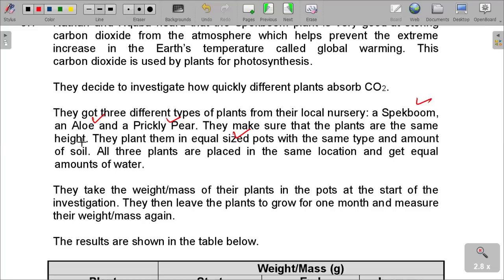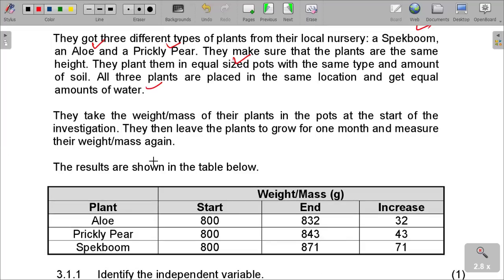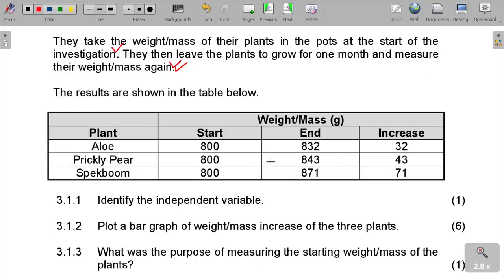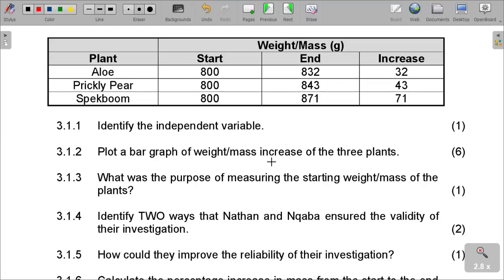All the three plants are placed at the same location and get an equal amount of water. That is correct. Then they take the weight and mass of their plants in the pots at the start of the investigation. They then leave the plants to grow for 1 month and measure the weight and mass again. And the results are shown in the table below.